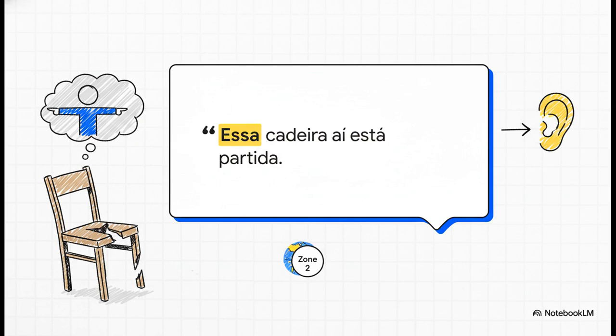Okay, next example. Essa cadeira aí está partida. So why essa? Well, cadeira, or chair, is feminine, and more importantly, it's near the listener. It's in zone 2. And just like before, you've got a little helper word in there, aí. That word means there, but specifically, there near you. It puts it squarely in the listener's zone.